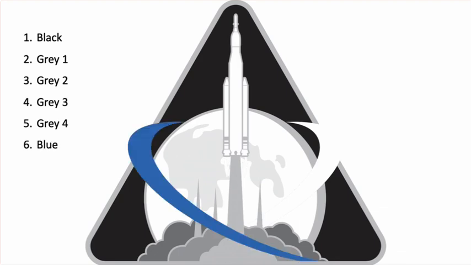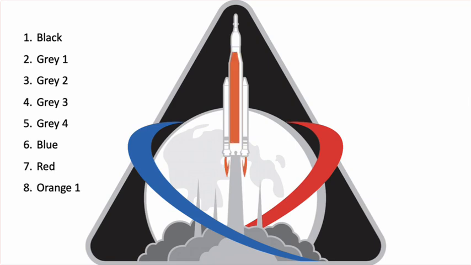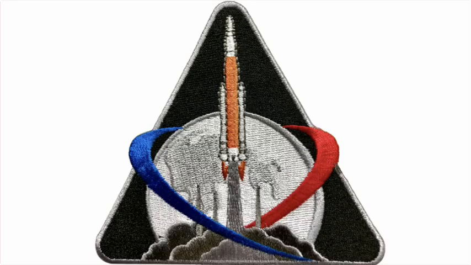We got blue. We've got red. We've got an orange number 1 and orange number 2. You can see just a little bit there along the side. There's another orange. And we've got white, because remember, white counts as a color because it's a string. That is what the patch actually looks like, and I own this.